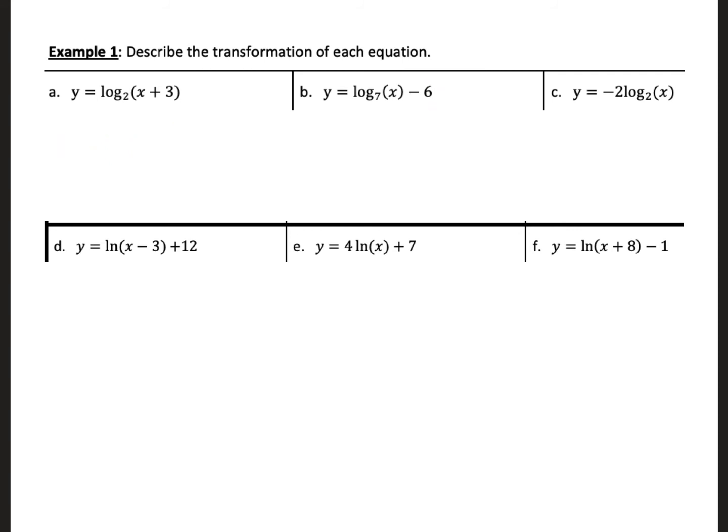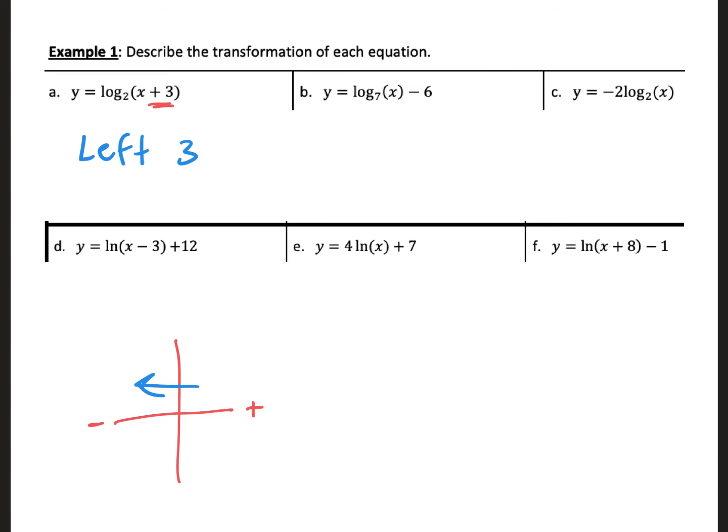For my first one, we have y equals log base 2 of x plus 3. Again, if your number is on the inside of your parentheses, it's moving it left or right. And it's sort of the opposite of what you would intuitively think. So if I look at that positive 3, we're talking about how it moves on the graph. If I have my little x and y, remember these are my positive x's and these are my negative. So that plus 3 makes me think it's going to move in a positive direction. But they're tricking you. It's actually going to move negative 3. So this one is going to move to the left 3.